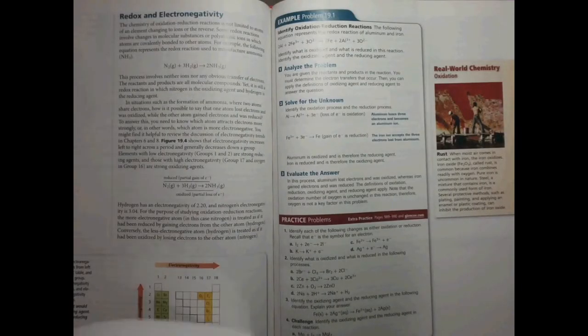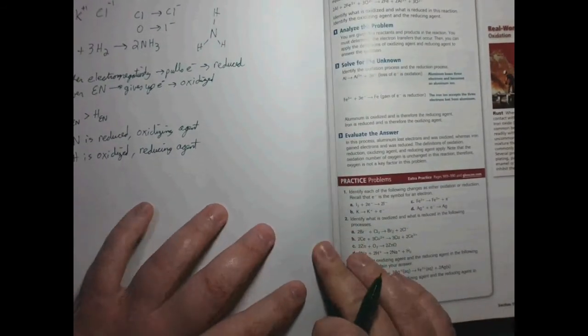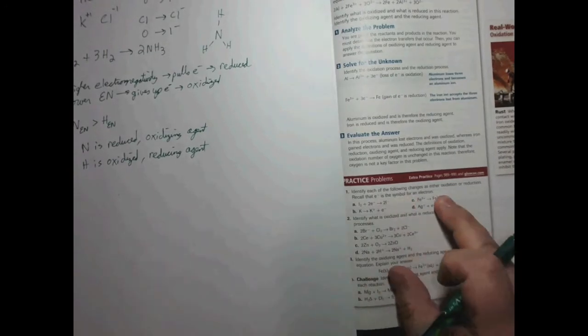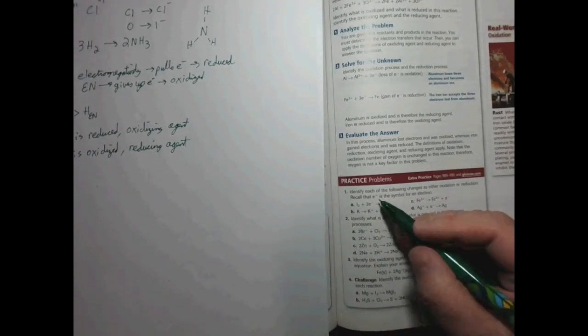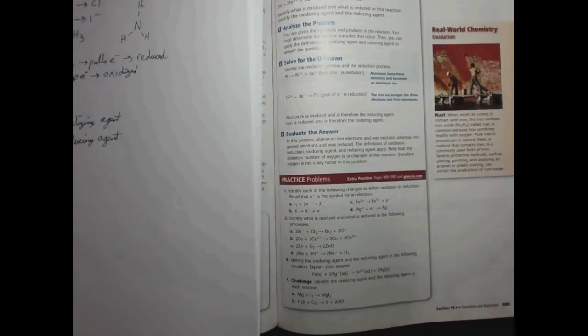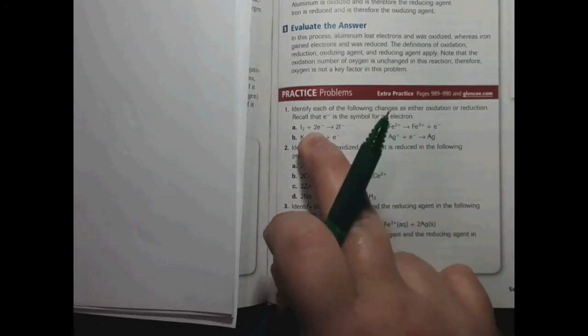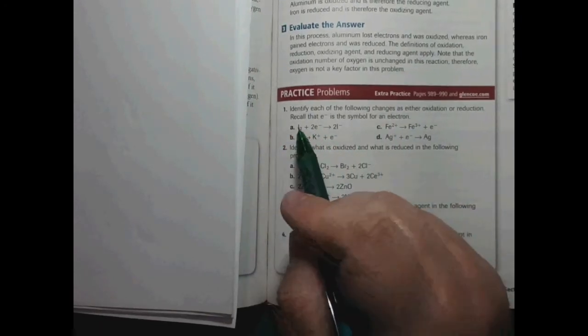So, moving on here, we have the first problems I had assigned. Identify each of the following changes as either oxidation or reduction, and recall that the e negative symbol is a symbol for an electron. Simple enough, right? Let me zoom in here. Eventually I'll edit these properly, but not right now. So, A, I2 plus 2 electrons yields 2 I minus.